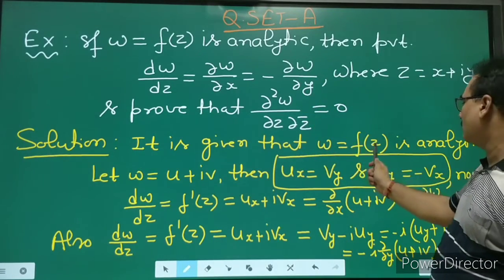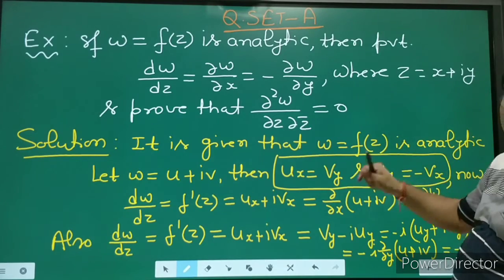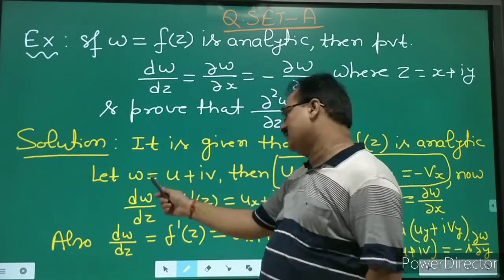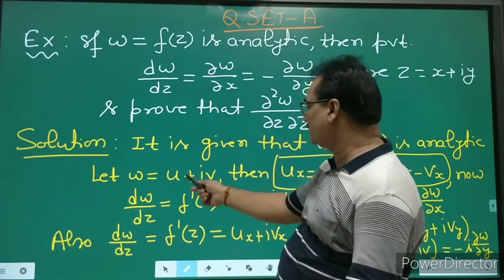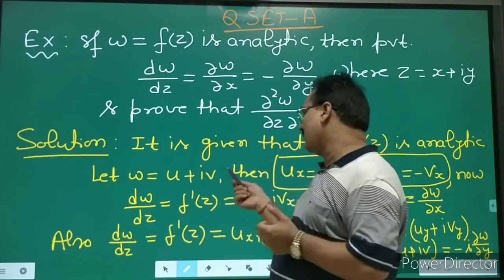It is given that W is equal to f(z) is analytic. So what is the meaning of this? The meaning of this is that W is equal to u plus iv. This is a function of x and y. U is a function of x and y, and v is also a function of x and y.